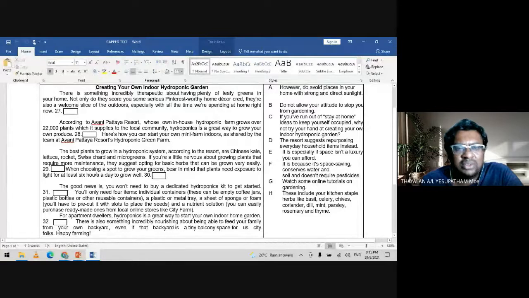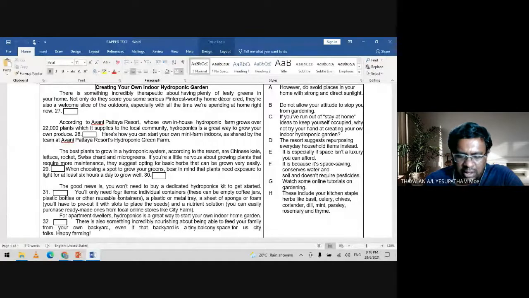Now let's look at 29. If you are a little nervous about growing plants that require more maintenance, they suggest opting for basic herbs that can be grown very easily. So they're talking about basic herbs. After that, immediately: when choosing a spot to grow your greens, bear in mind that plants need exposure to light for at least 6 hours a day to grow well. If you were to say that, then it has something to do with getting exposure to sunlight.